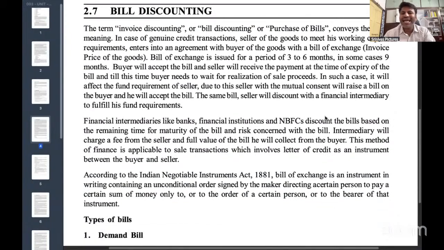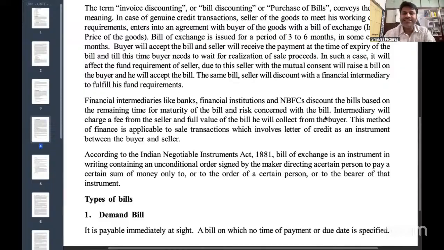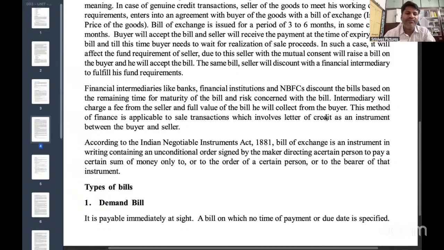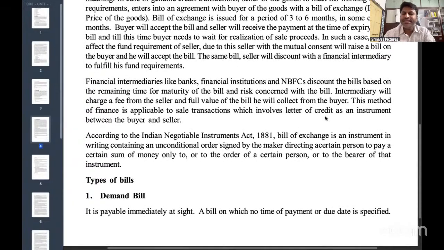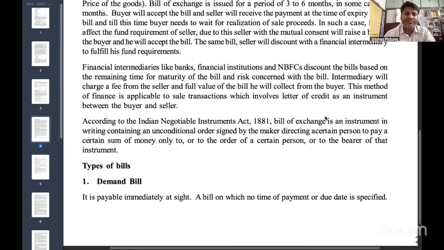The buyer will accept the bills, and the seller will receive the payment at the time of expiry of the bills, and till then the seller needs to wait for the realization of sales proceeds. In such cases, the fund requirement of the seller is affected. Due to this, the seller, with the mutual consent of the buyer, will raise a bill, the buyer will accept the bill, and the seller discounts the same bill with the financial intermediaries.